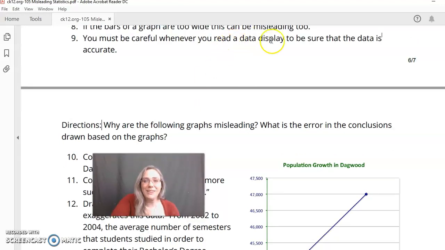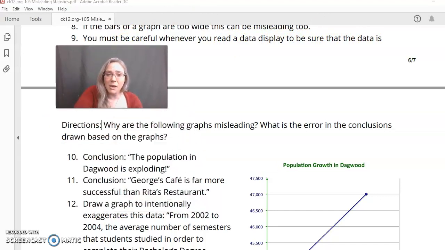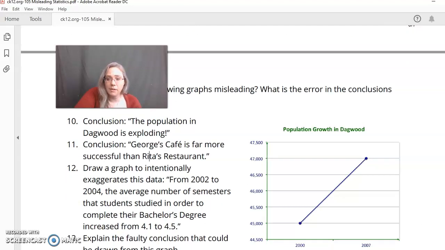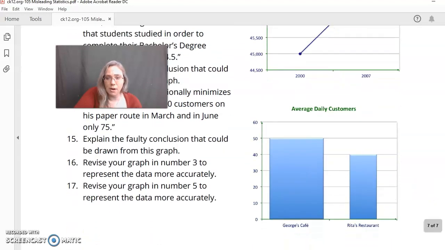You must be careful when you read a data display to be sure the data is accurate. Okay, now the ones that actually require you to think a little bit more. Why are the following graphs misleading? What is the error in the conclusions drawn based on the graphs? 10. Conclusion: the population in Dagwood is exploding. Doesn't it look like it is? 11. Conclusion: George's Cafe is far more successful than Rita's restaurant.